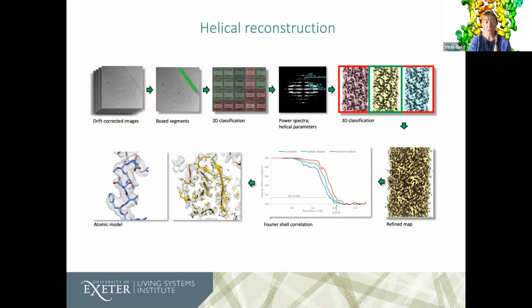So I'm going to just give you a really brief background to the methods that we used. We collected our data in movie frames and we aligned those, and then selected the filaments, which are then boxed into sections. This is then followed by 2D classification to remove the poorly aligned particles. The power spectra is then used to determine the helical parameters, which can be fed into 3D classification. The most promising class then goes on to 3D refinement, from which we can then calculate our resolution and go on to atomic model building.